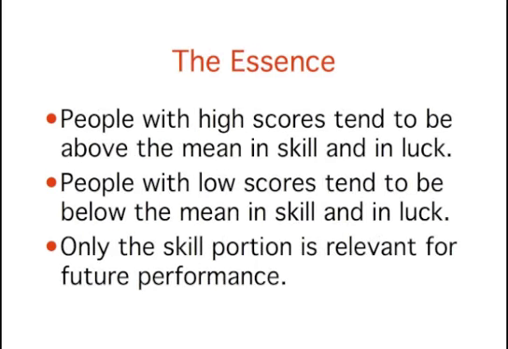The essence of the regression toward the mean phenomenon is that people with high scores tend to be above average in skill and in luck, and that only the skill portion is relevant to future performance. Similarly, people with low scores tend to be below average in skill and luck, and their bad luck is not relevant to future performance. This does not mean that all people who score high have above average luck. However, on average, they do.